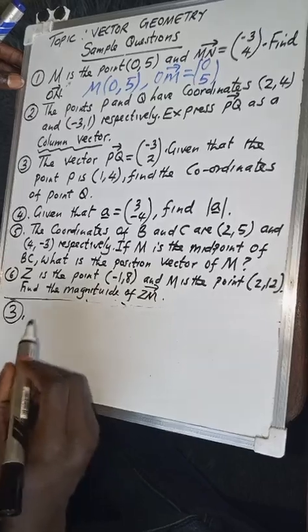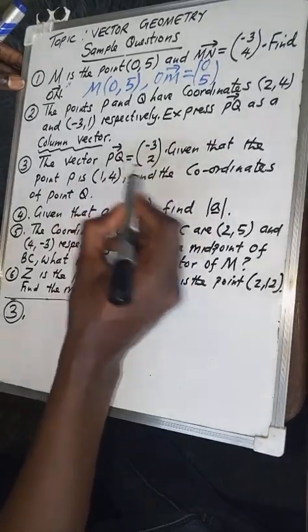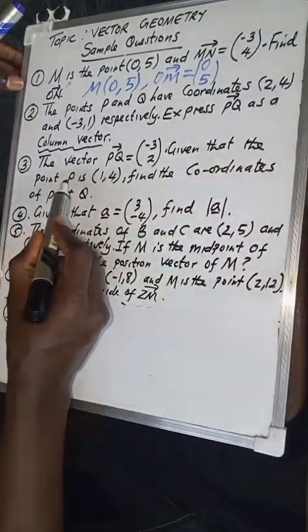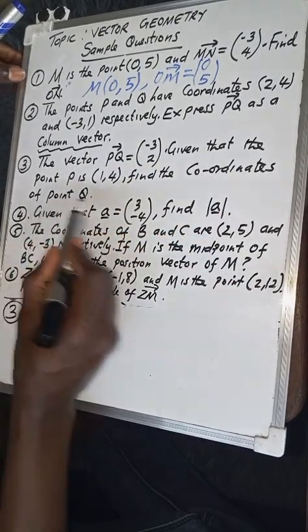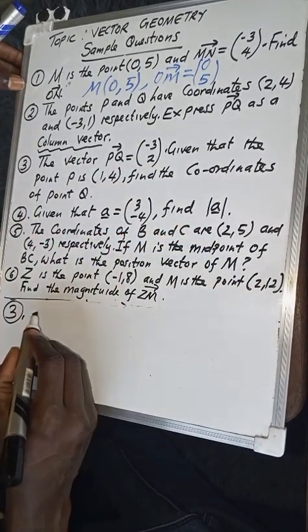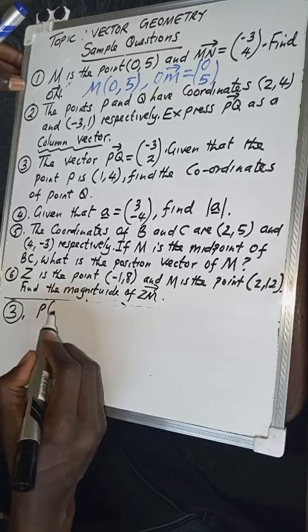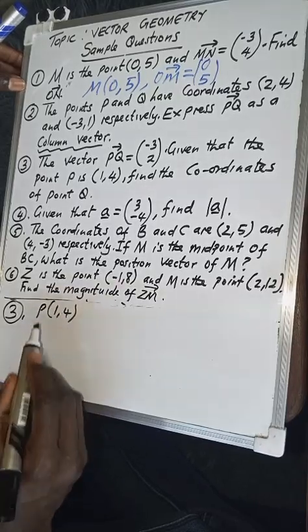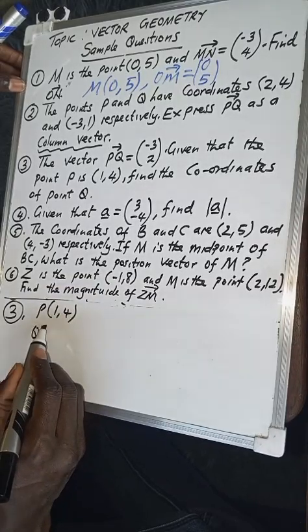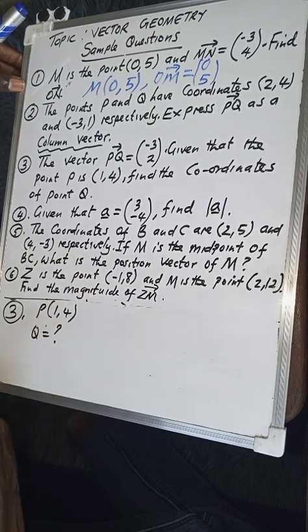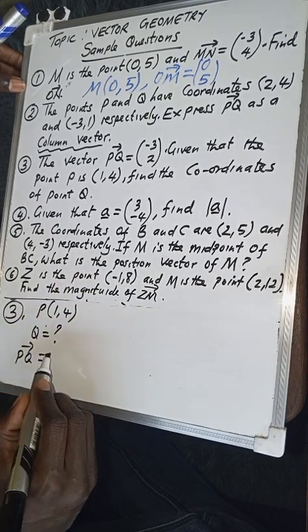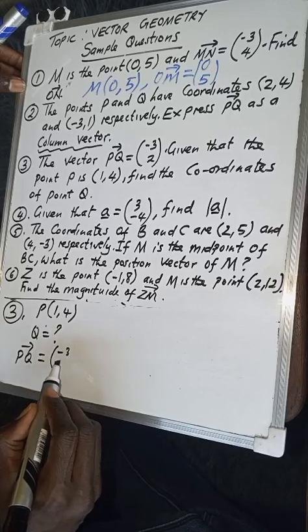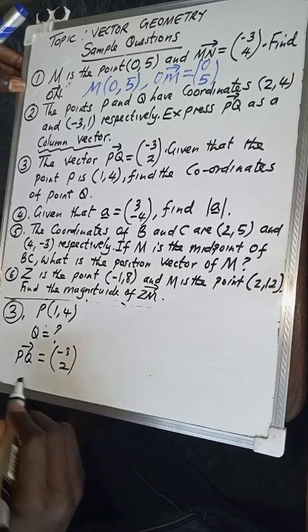It says the vector PQ. So they have given us the vector PQ. Given that the point P is that, find the coordinates of Q. So this time they want you to find the coordinates. Now P, they have given you, is (1, 4), and Q you do not know. They want you to find the coordinates of Q. But the vector PQ, they have actually told you, is (-3, 2).